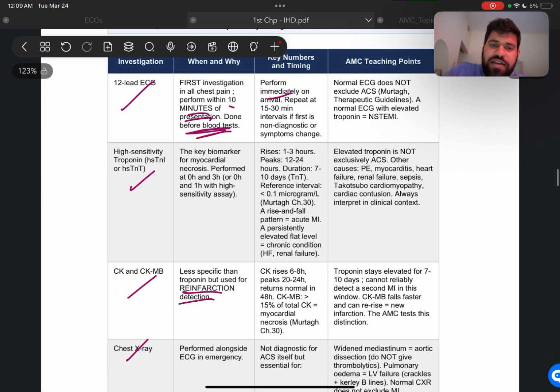Then high sensitivity troponin. Again, first we have to perform it when they come, then at 3 hours, or when they come at 1 hour, with a high sensitivity assay.